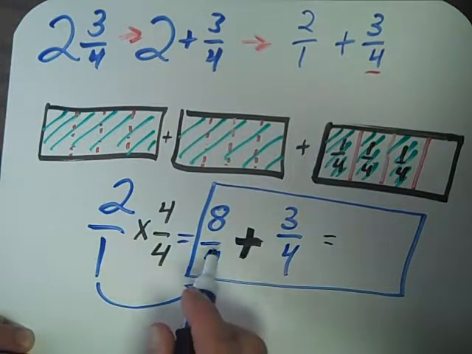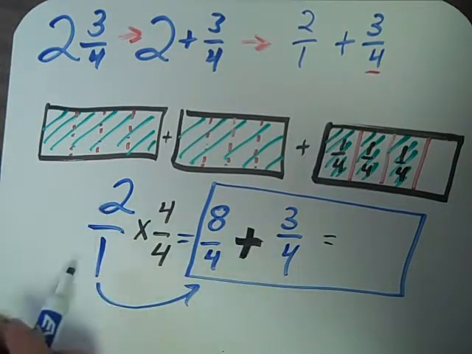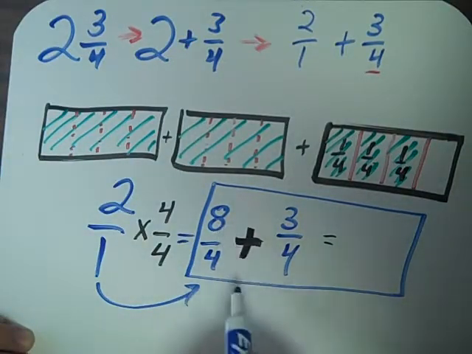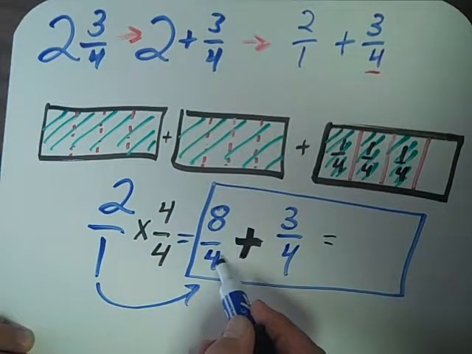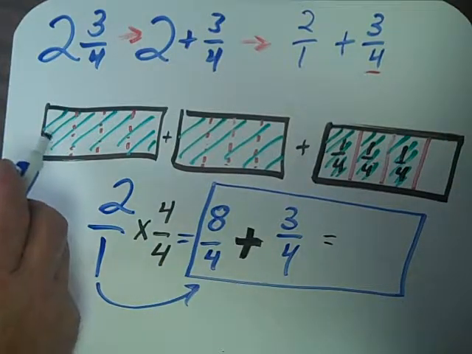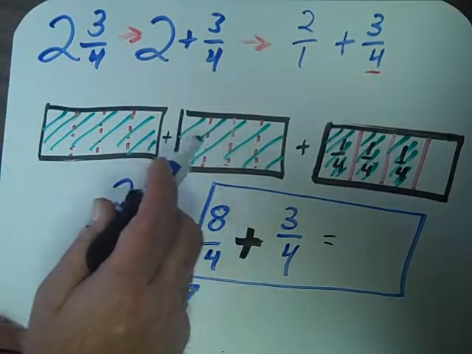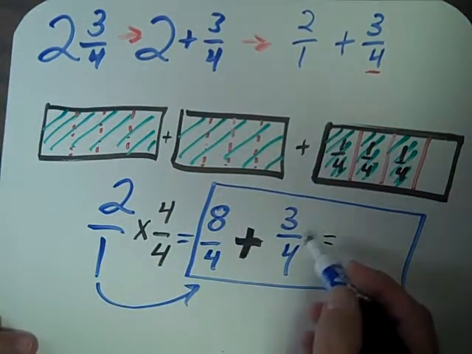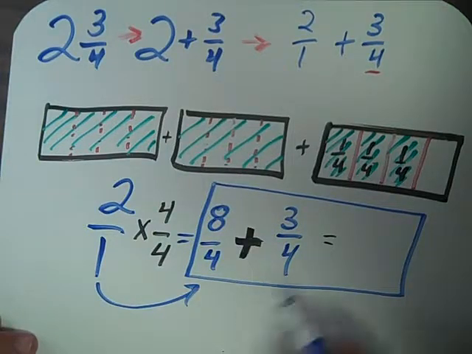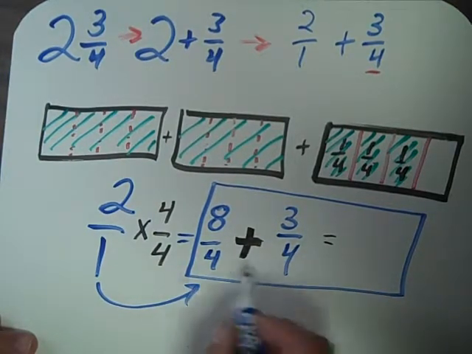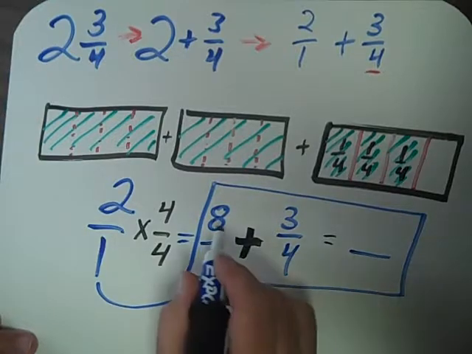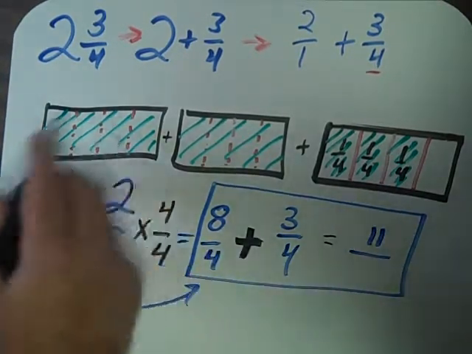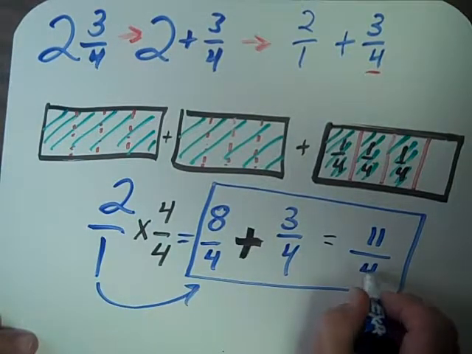But let's double check this 8 4ths to make sure that really is 2 1/8. So this is 2 1/8, both of those. 8 4ths, one of them is broken up into 4 parts, and we're counting 8 of those. 1, 2, 3, 4, 5, 6, 7, 8. 8 4ths. That is the same. And we still have our 3 4ths right here. So since the unit sizes are the same, we can add straight across: 8 plus 3 is 11. Our unit size of one of them is still 4.